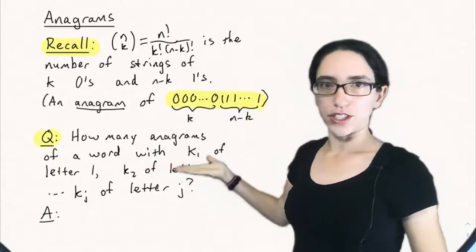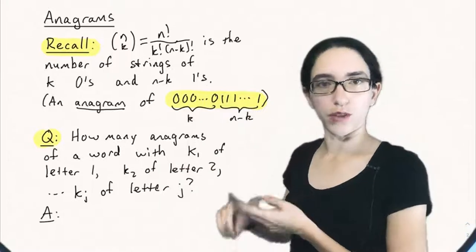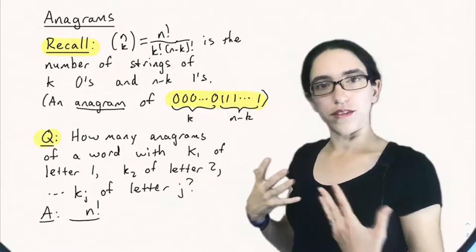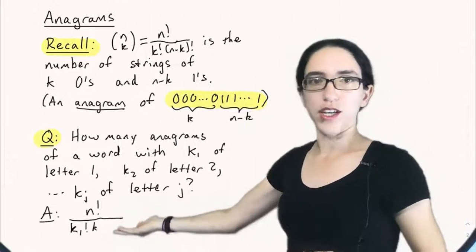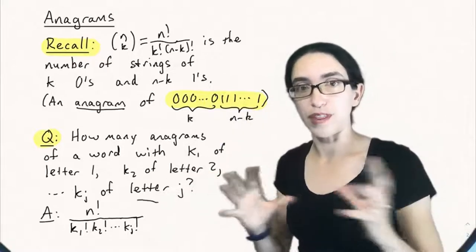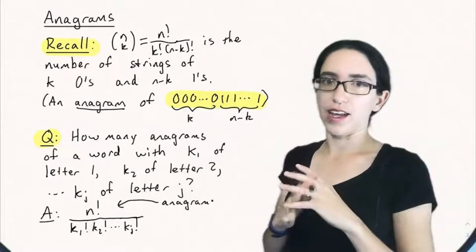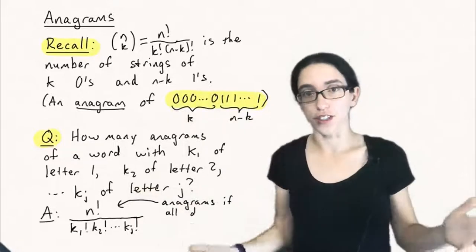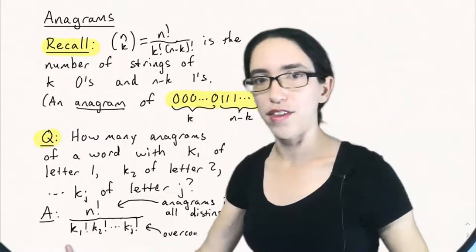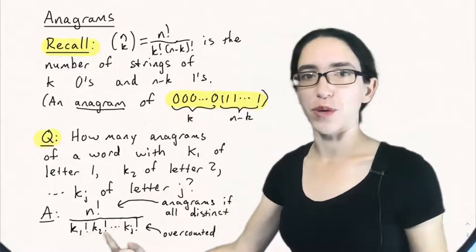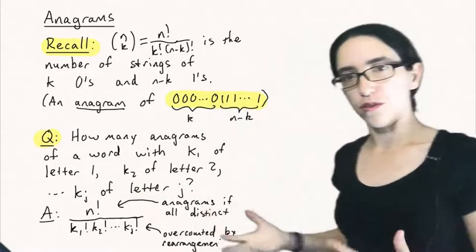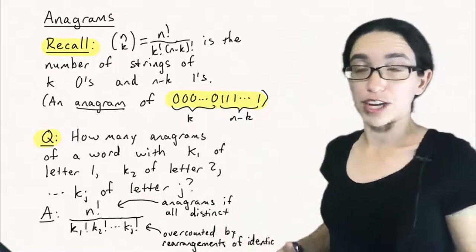So to generalize this, let's look at the question, how many anagrams are there of a word that has k1 copies of the letter 1, k2 copies of the letter 2, k3, etc., up to kj of letter j? To count this, we can use the multinomial coefficient formula, n factorial divided by the product of the ki factorials. The reason is n factorial counts the total number of anagrams of a word with n different letters, right? So if we overcount by first saying, let's order them any way we want and pretend that all the letters are different, then we get n factorial. And we've overcounted by the number of ways we could rearrange all the letters that are actually the same as each other, which is k1 factorial ways of rearranging the ones and k2 factorial ways of rearranging the twos and so on. So we overcounted by those number of ways of rearranging those letters that we actually didn't want to rearrange because they're not distinct.